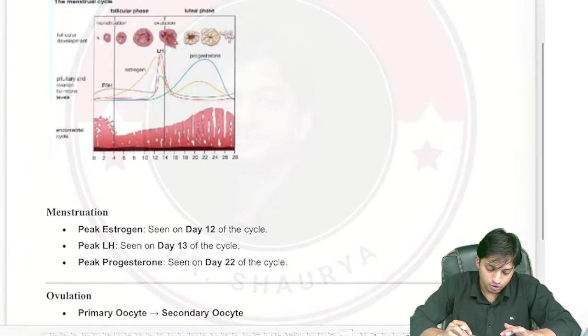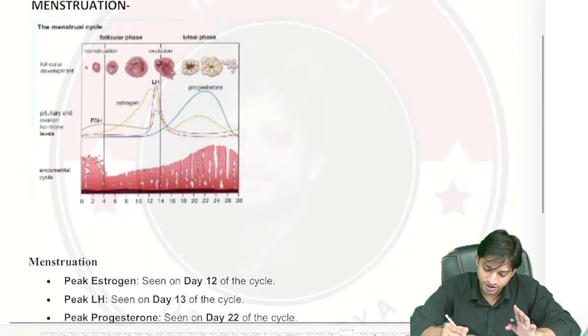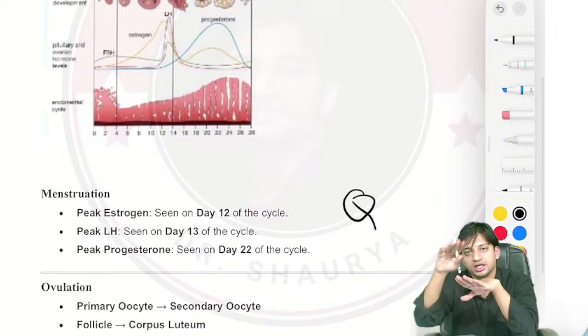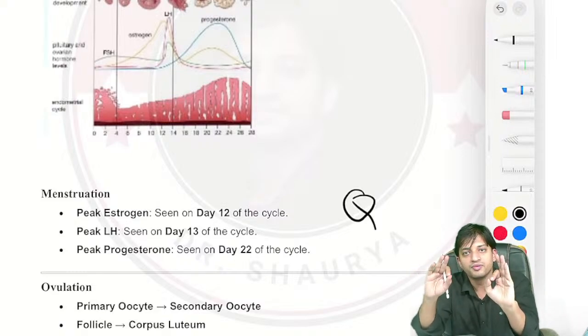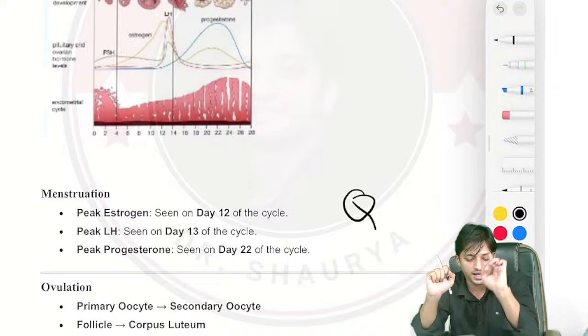Now come here to menstruation. Since they have asked questions on menstruation, and since it is a revision class, we will not go into the detail of the graph, but we will be discussing all the high yield question points asked from menstruation and the answers.